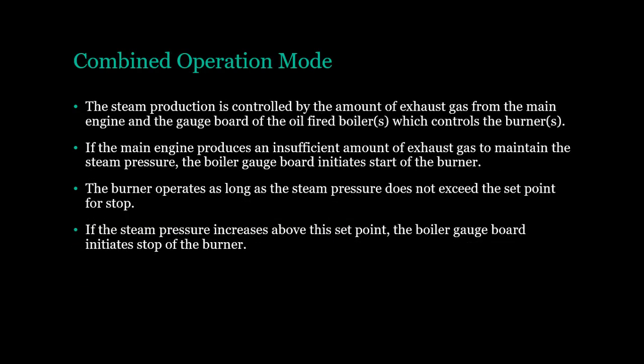Combined operation mode. The steam production is controlled by the amount of exhaust gas from the main engine and the gauge board of the oil-fired boilers, which controls the burners. If the main engine produces an insufficient amount of exhaust gas to maintain the steam pressure, the boiler gauge board initiates start of the burner. The burner operates as long as the steam pressure does not exceed the set point for stop. If the steam pressure increases above this set point, the boiler gauge board initiates stop of the burner.